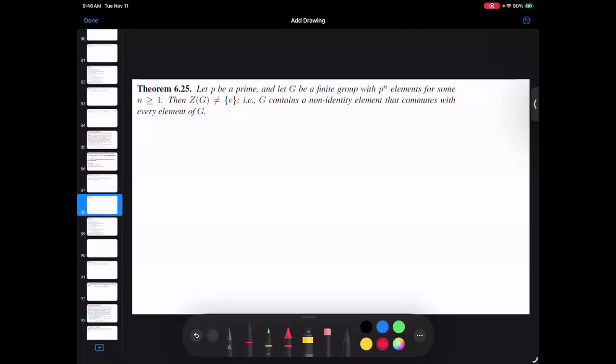Or did I misread this? Oh, I'm sorry. I misread the conclusion. Sorry. Let p be a prime, let G be a finite group with p to the n elements for some n greater than or equal to 1. Then the center is more than the identity. Sorry. So there's at least one element that is not the identity. As soon as you know that there's at least two elements, I claim that you can tell me something more about the size of the center. You can do better than it's at least two elements. Because the cardinality of G is p to the n. So what can you tell me about the size of the center?